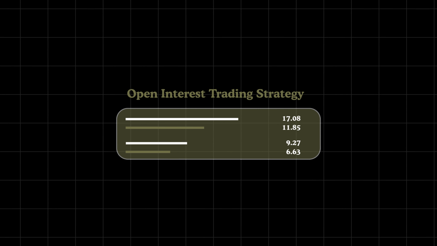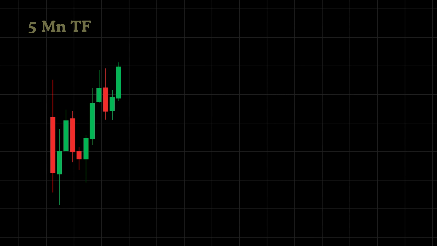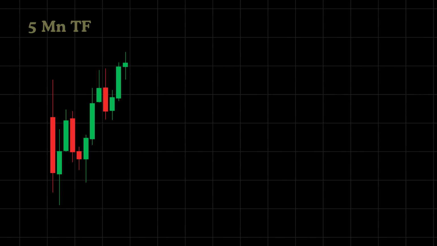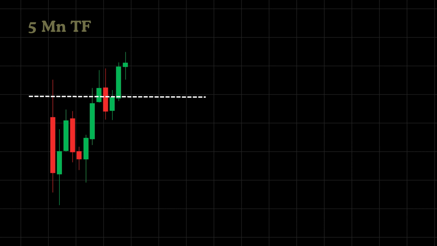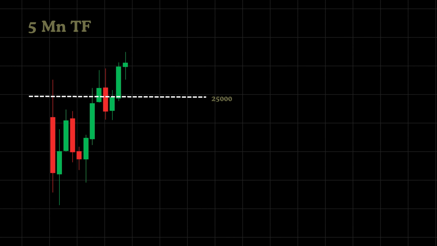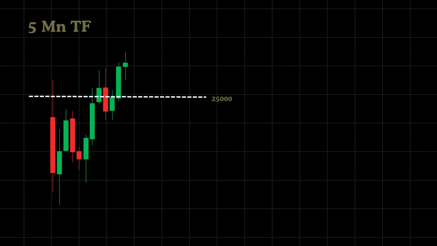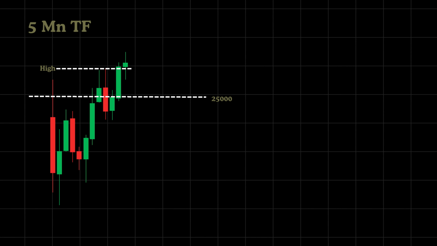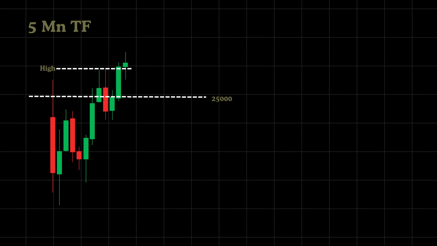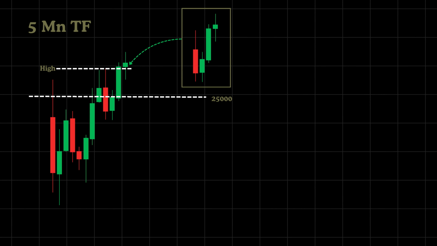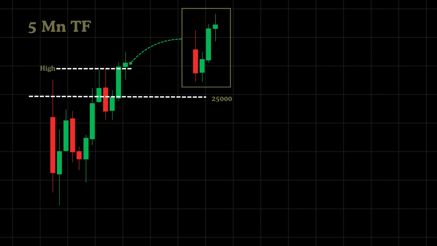Let us now understand our open interest trading strategy. Now, since SEBI has decided to discontinue the weekly expiry of Bank Nifty, we will take the example of Nifty 50. This is a 5-minute time frame chart of Nifty 50. As soon as the market opened, the price moved up from the bottom, then crossed the psychological level of 25,000 and traded above this level for a while. If you observe, the price has also broken its previous high with a strong green bullish candle. According to the price action, a bullish candlestick pattern has appeared on the chart, which is considered a bullish indication.